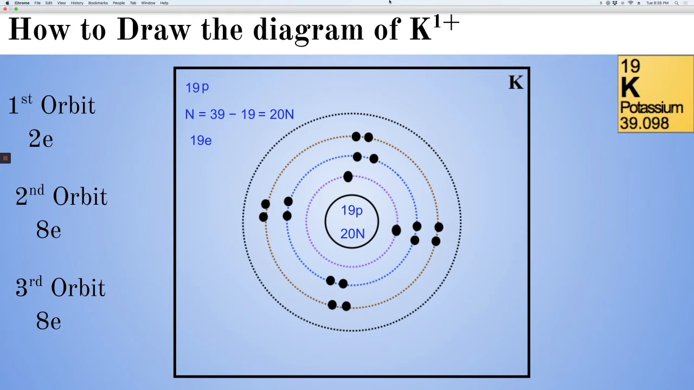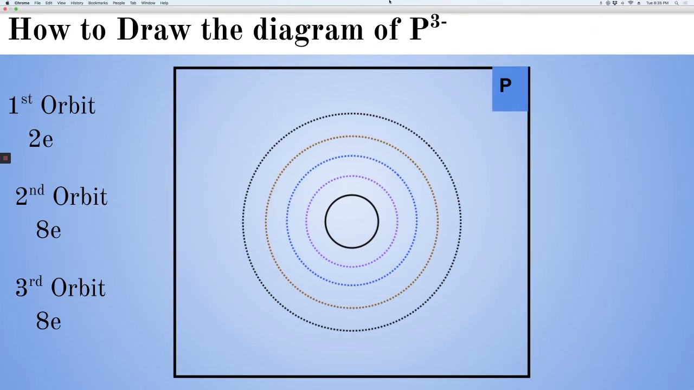For my second example, I have phosphorus 3 minus. So how do you draw the diagram of this ion? You start by drawing the diagram of the phosphorus atom. So if you look it up in the periodic table, you find that the phosphorus atom has 15 protons. To calculate the number of neutrons, notice that the number at the bottom of the phosphorus is 30.974.